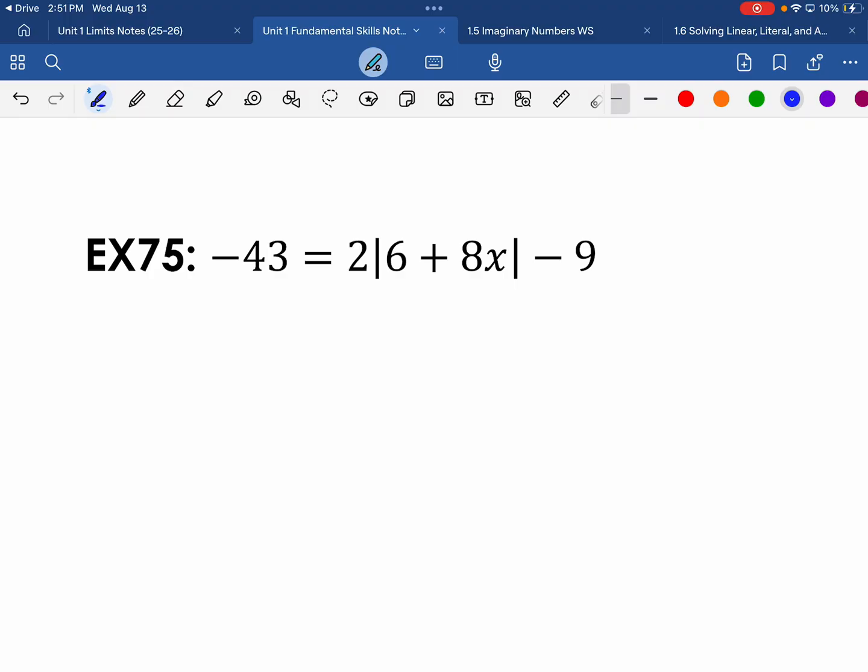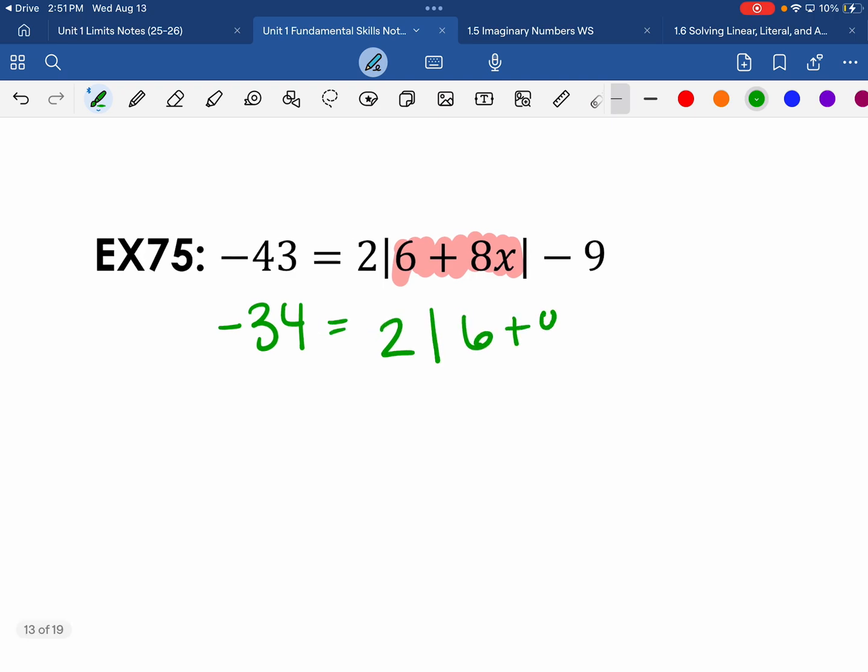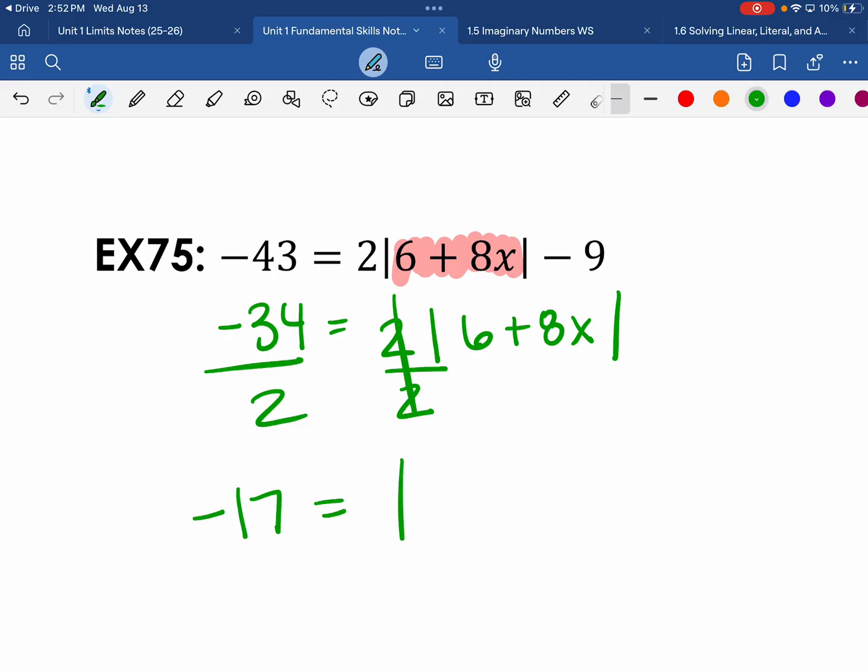Drop down to 75. If there is stuff outside of your absolute values, right now this is my absolute value sign, and I've got a 2 and a -9 outside. I need to get rid of that first before you split your equation up. We do not like having stuff outside. So what am I going to do first? Add 9, which gives me -34 over 2, 6 plus 8x. And then what? Divide by 2. You can't distribute it. Sometimes if you distribute, you will end up with the same answer and it'll be okay, but technically you're not allowed to because they're not parentheses. But we can divide by it.